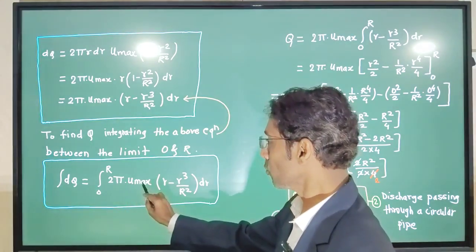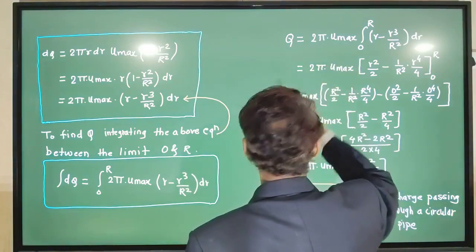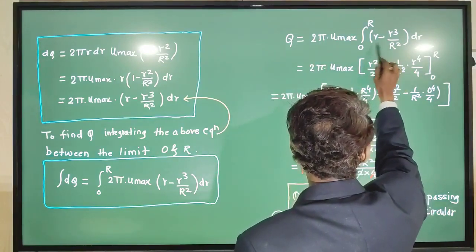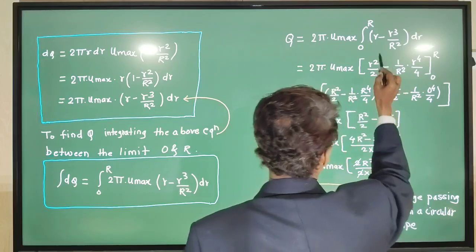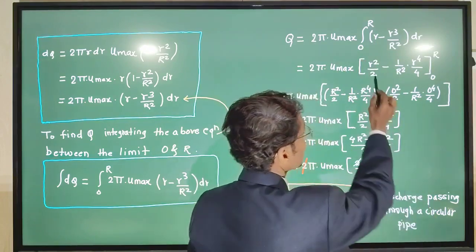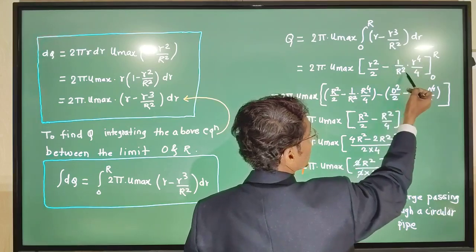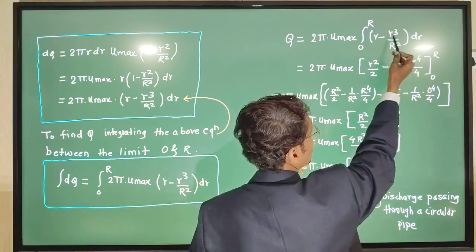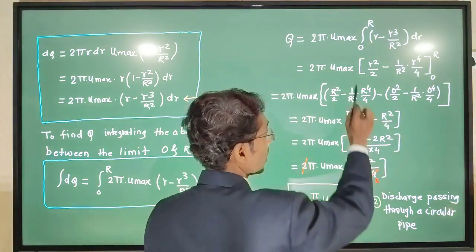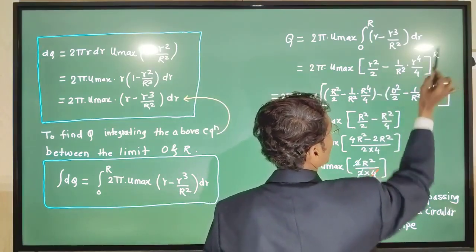As 2 pi and u max are constants, they will come outside of the integration sign. Then inside the integration sign we get this bracket. Now taking the integration of these two terms, first of all the integration of small r is r square by 2. For the next term, 1 upon capital R square stays as it is, and the integration of small r cube will be r raised to 4 divided by 4. This is in square brackets, with the lower limit and the upper limit.